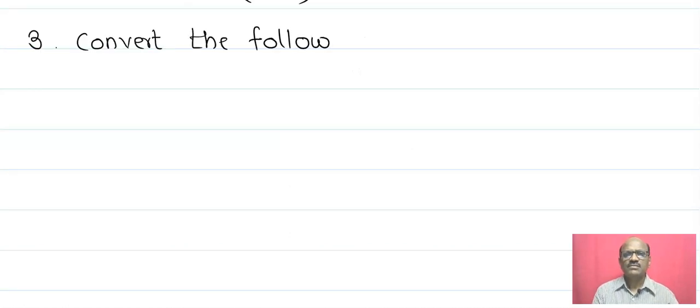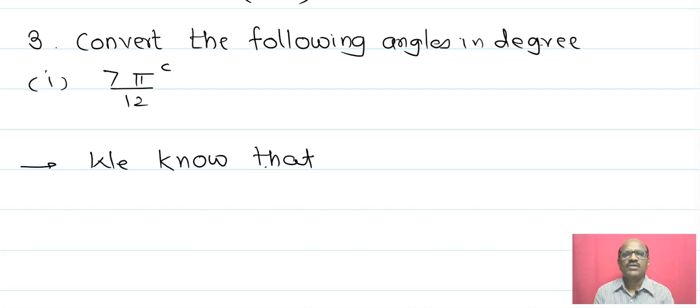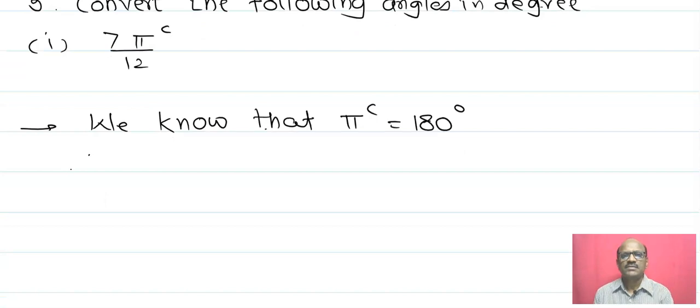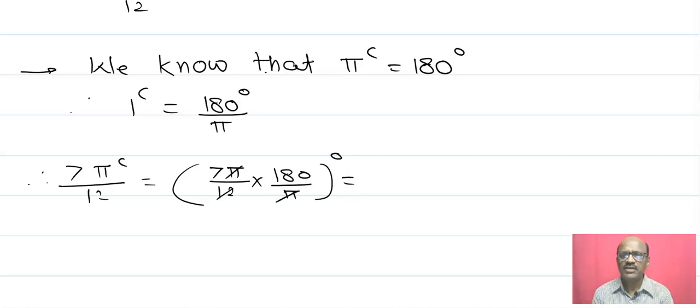Now convert the following angles in degree. Now in the radian we have given, that is 7 pi by 12 radians. We know that pi radian is equal to 180 degree. Therefore, 1 radian is equal to 180 upon pi. Therefore, 7 pi by 12 radian is equal to 7 pi by 12 into 180 upon pi.